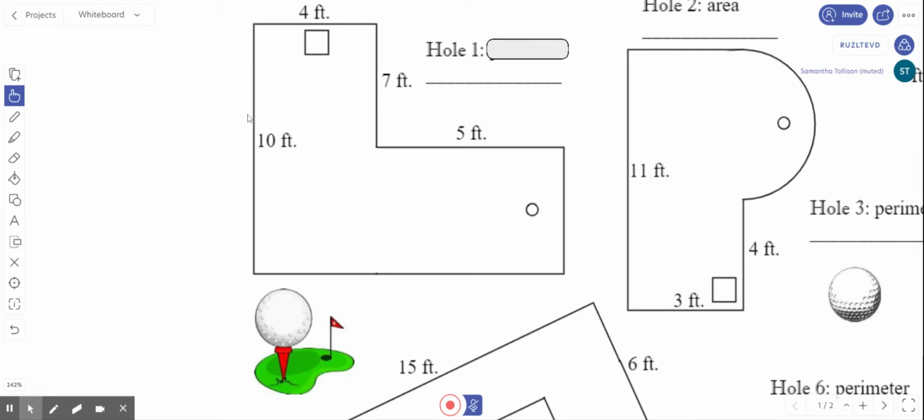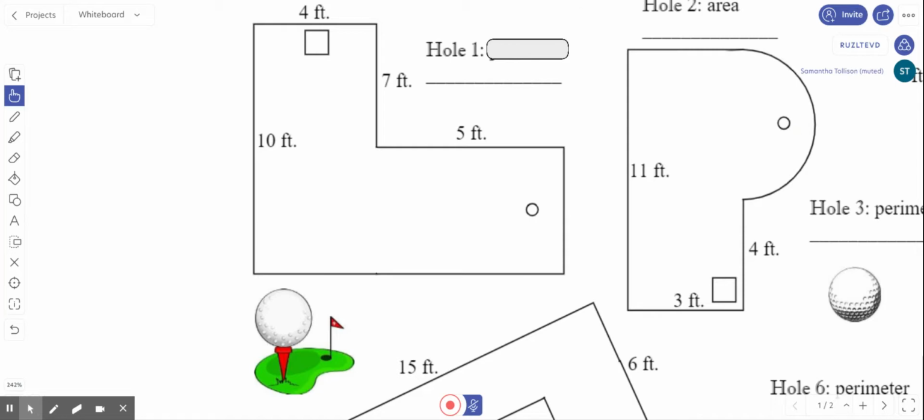So what you are looking at here is two different holes of what we would consider for mini golf. You have an assignment where you are going to do holes 1 through 5 on Wednesday, 6 through 10 on Thursday. I apologize for that. This is just an example of what you are seeing.